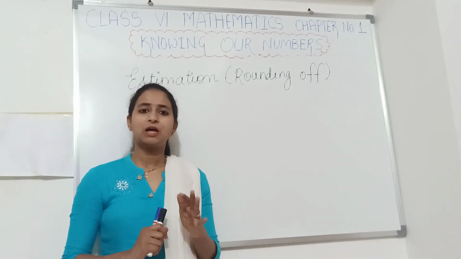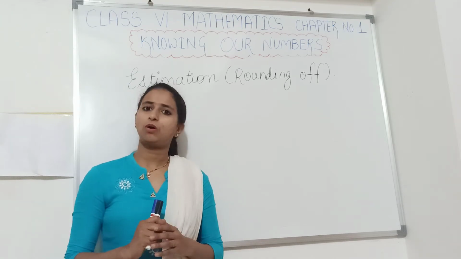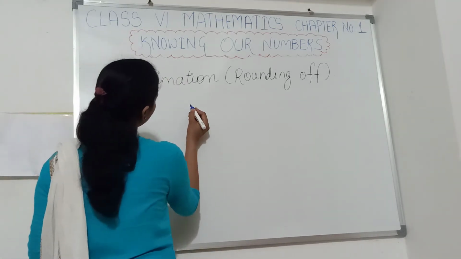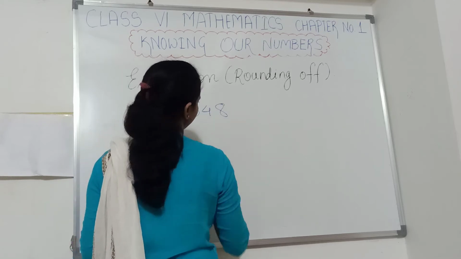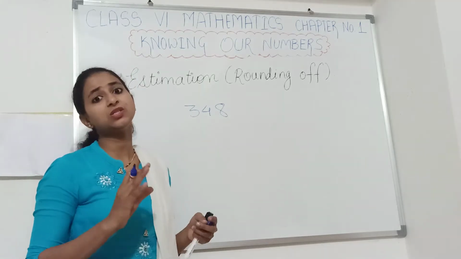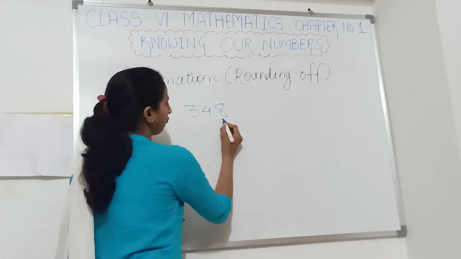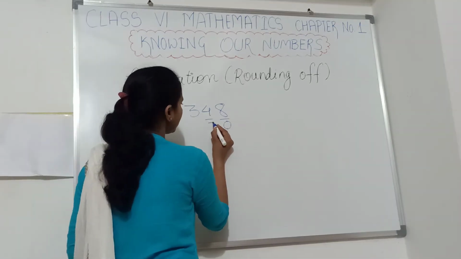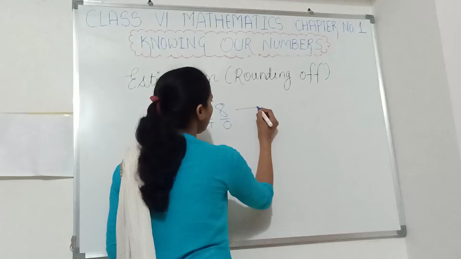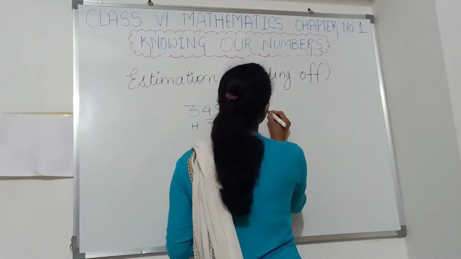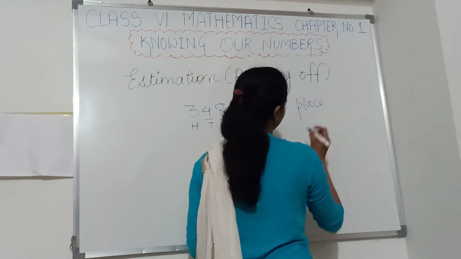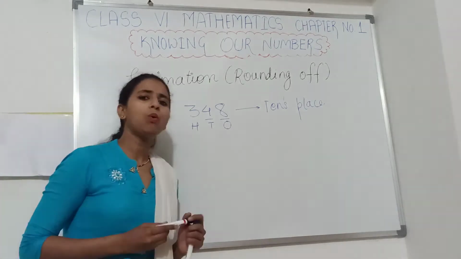So students, first let me explain more about estimation or rounding up by giving you one more example. Let's suppose you have a number called 348. You know the place values very well. Yes or no, students? We have been studying place values since our first standard. So this is ones place, this is tens place and this is hundreds place. My question is: you have to round up this number to tens place. How are you going to round it up?